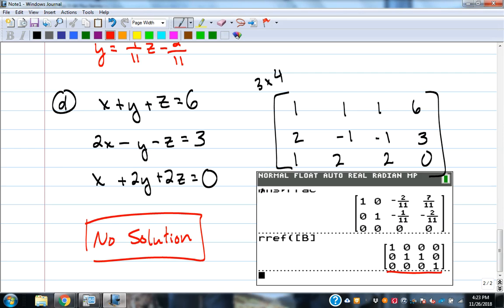So for infinitely many solutions, the bottom row will be all zeros. For no solution, everything but the last piece will be a 0. Okay, so look for those clues when doing that.